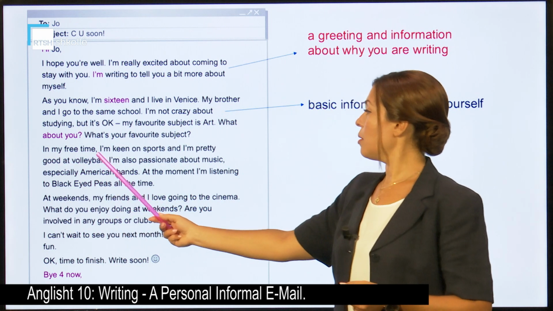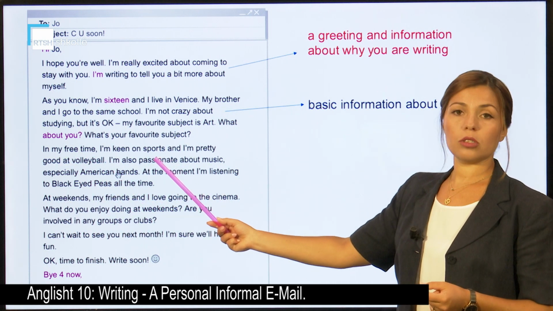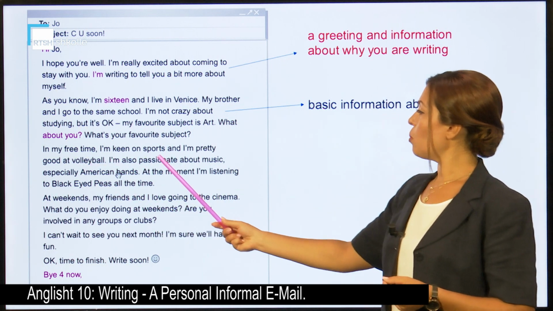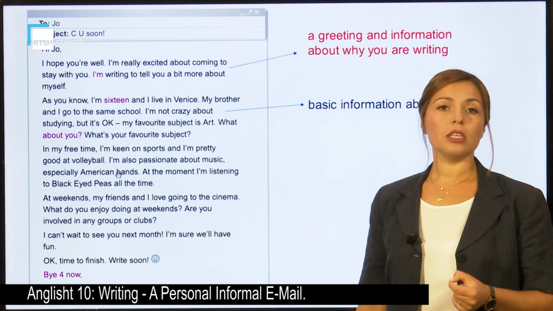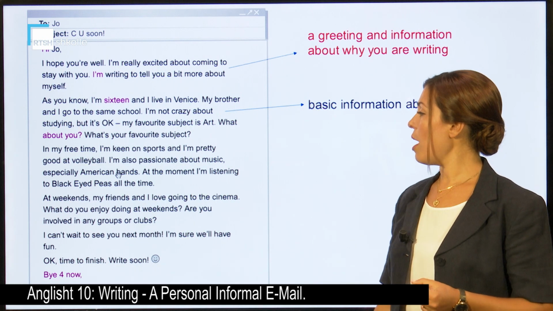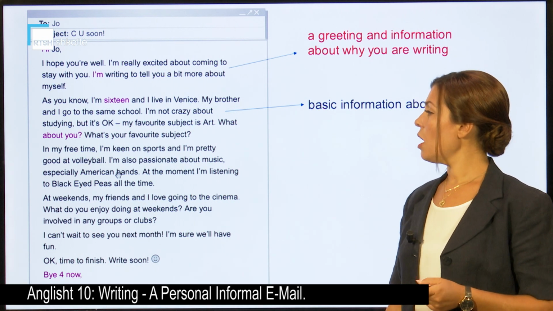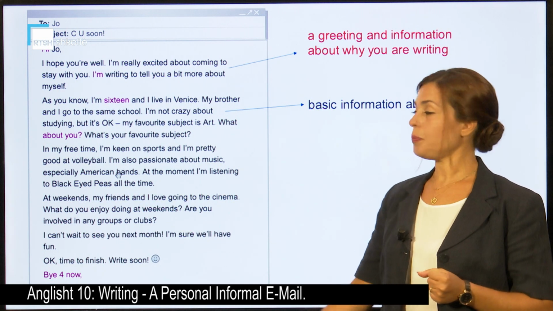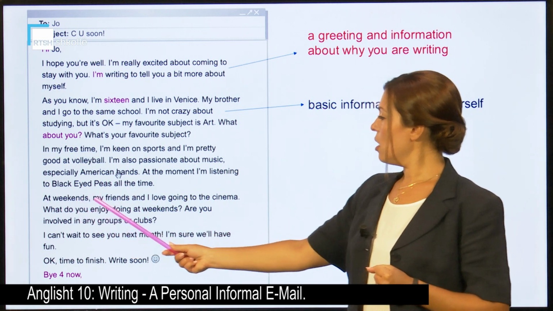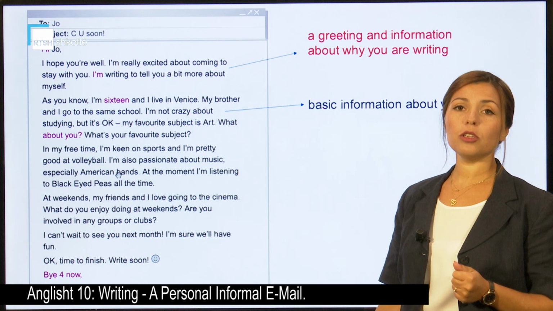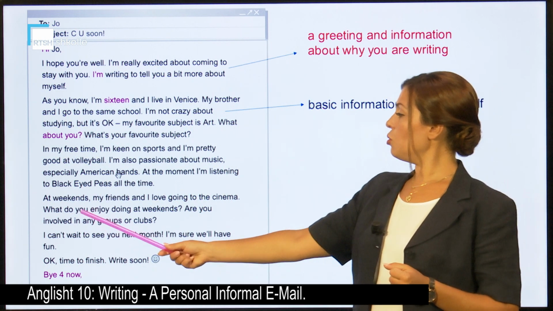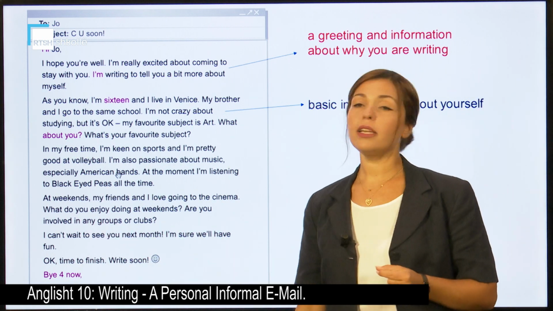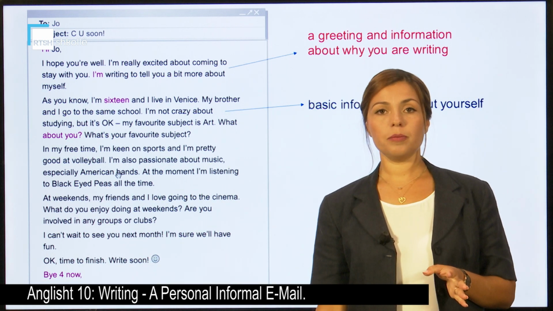In my free time, I'm keen on sports and I am pretty good at volleyball. I'm also passionate about music, especially American bands. At the moment, I'm listening to Black Eyed Peas all the time. At weekends, my friends and I love going to the cinema. What do you enjoy doing at weekends? Are you involved in any groups or clubs?